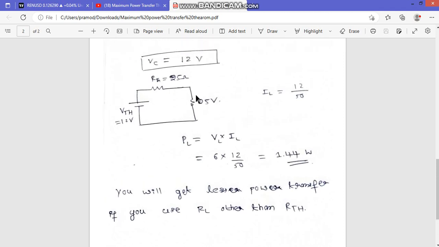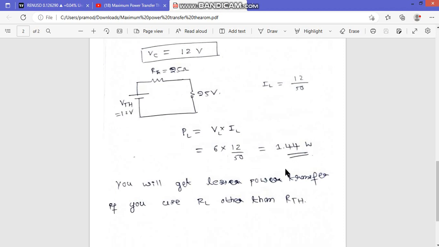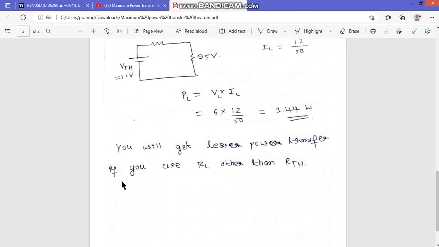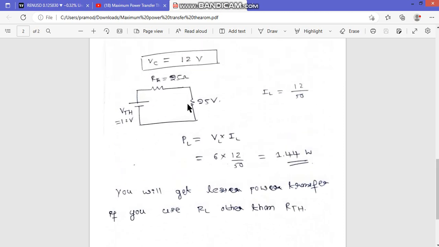Sorry, I have mentioned, this is ohm, 25 ohm, I have written volts here. If you change this value from 25 ohms to any other value, the power drop across this will decrease. You can put a 20 ohm resistor, or you can also increase to 30 ohm, and you can calculate the power transferred to the load. In those cases you will get a decreased power drop, less than 1.44 watts. So what we can conclude is you will get lesser power transfer if you use RL other than RTH. If you use a load resistance other than 25 ohm, you will get only lesser power transfer.